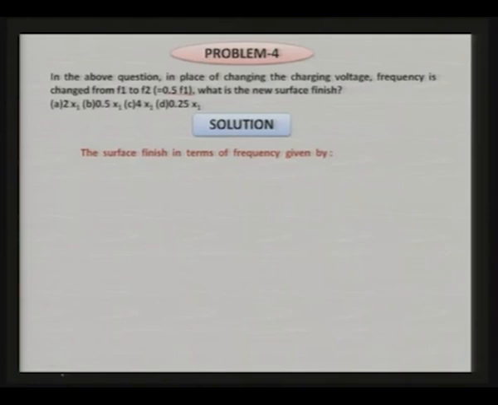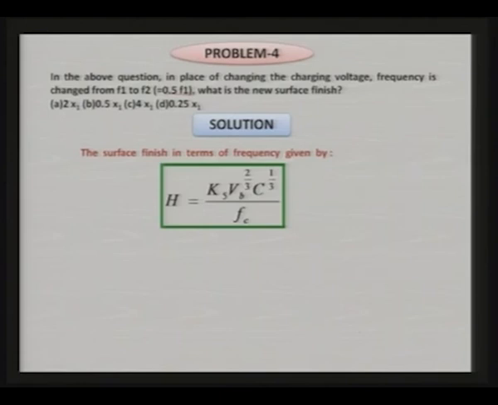The surface finish in terms of frequency is given by H is equal to K5 BV raised to power 2 by 3 C raised to power 1 by 3 FC. This is the theoretical equation, and H proportional to 1 by FC. So, we get x2 is equal to x1 FC1 over FC2. From these two equations you can derive this one. Now, we are given FC1, we are given FC2, FC2 is given in terms of FC1, FC1 here is nothing but F1, and FC2 here is nothing but F2 given in the problem.